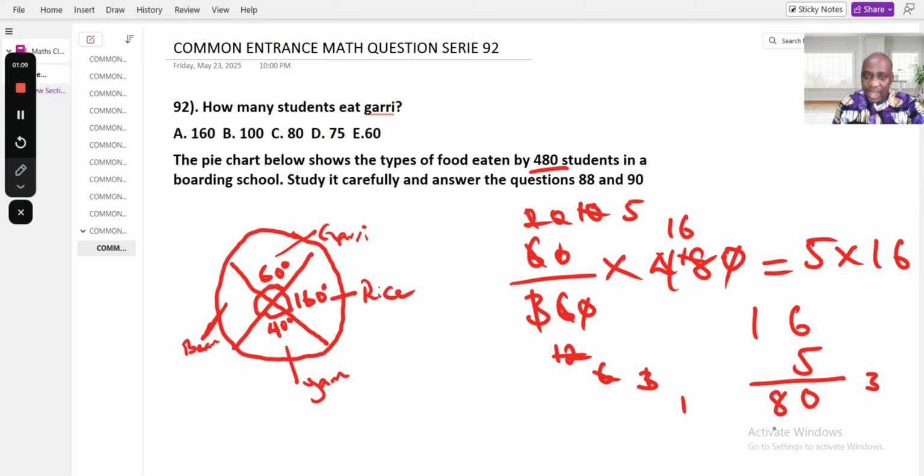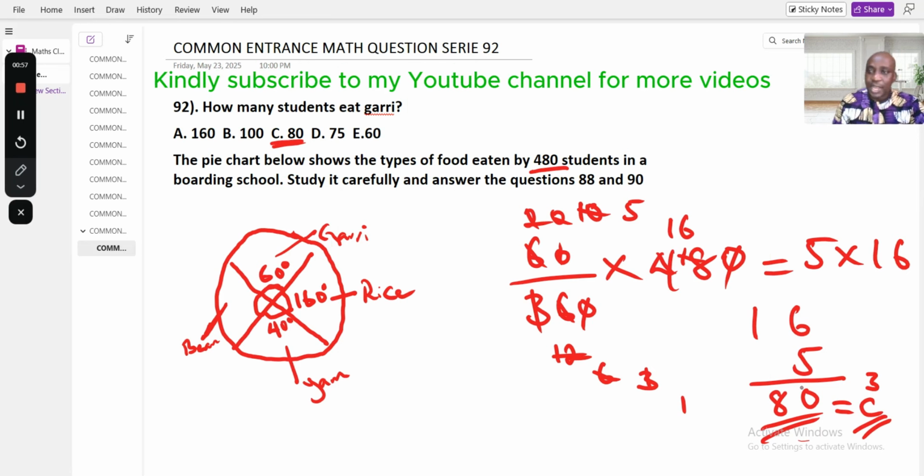Our final answer, the number of students that eat garri is what? 80. Do we have 80 there? Yes. Number C is our final answer. C, 80.